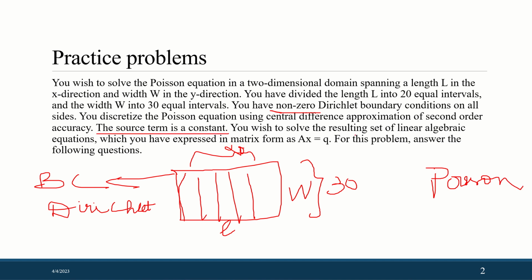You wish to solve the resulting set of linear algebraic equations, which you have expressed in matrix form as Ax is equal to Q. And we are using a central difference approximation of second order. So moving on to the problem, we'll answer the following questions. These are the things that are given in this problem.